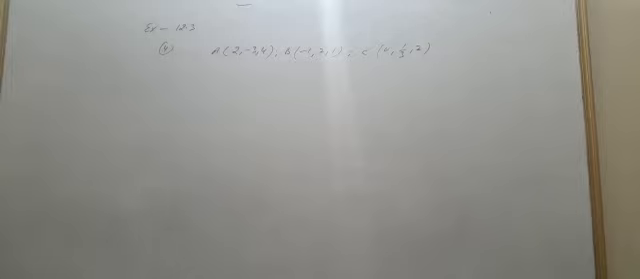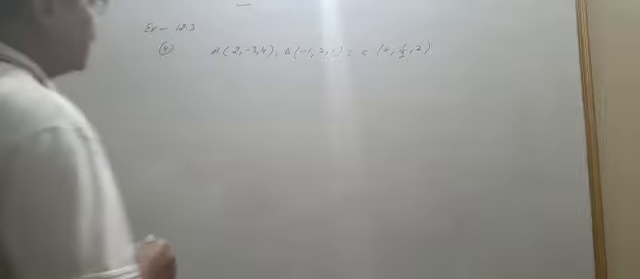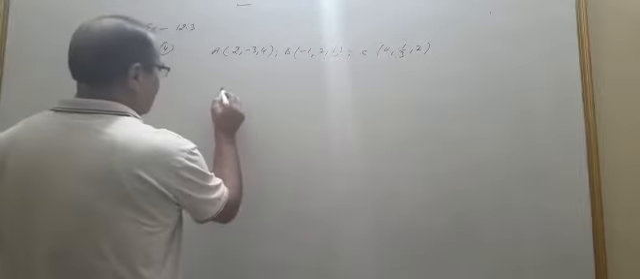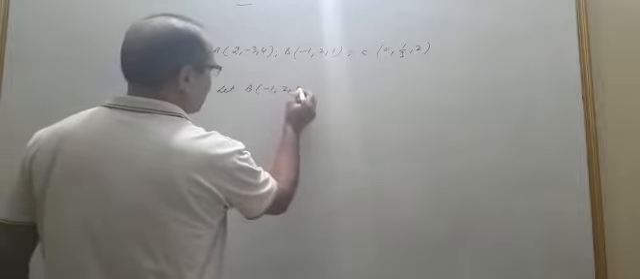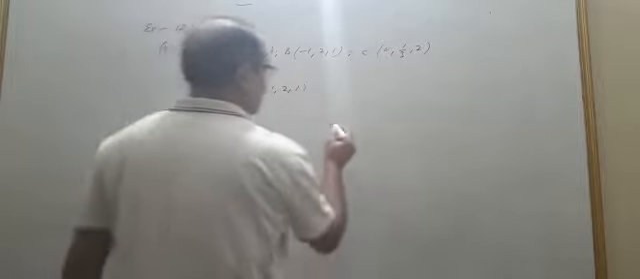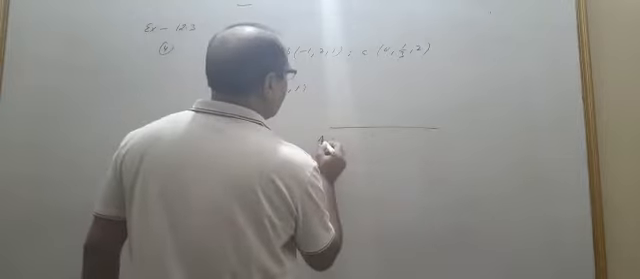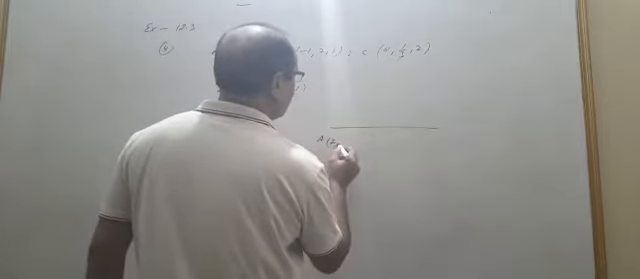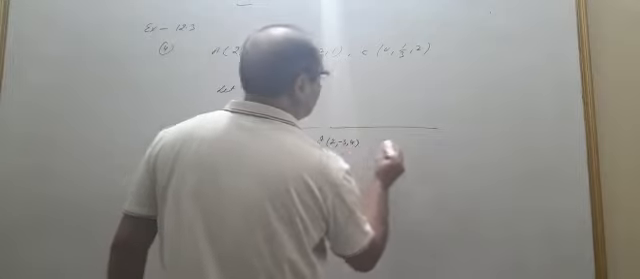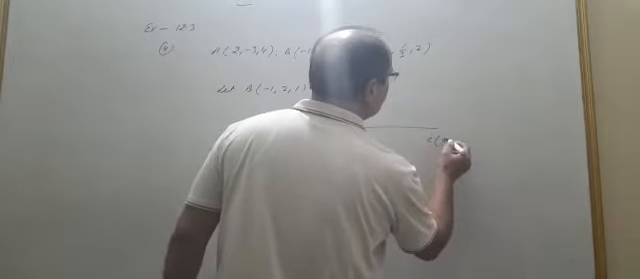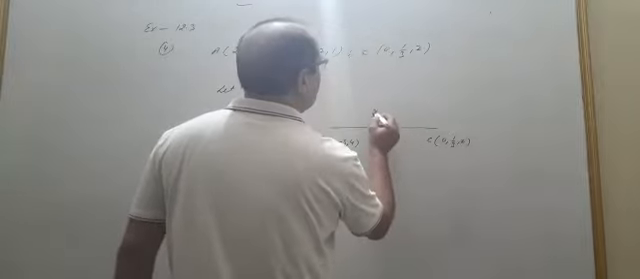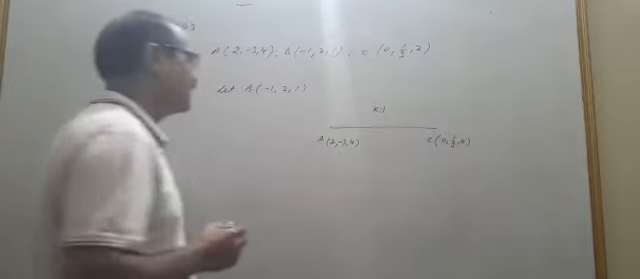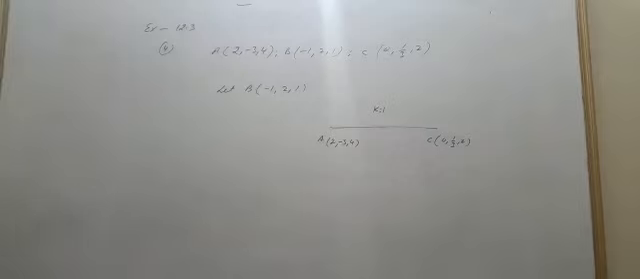So you have to use the section formula to show that the points are collinear. So I will write: let the point B, that is (-1, 2, 1), divide the join of AC, where A is (2, -3, 4) and C is (0, 1/3, 2), in the ratio K is to 1. I assume that point B divides the join of AC in the ratio K is to 1.